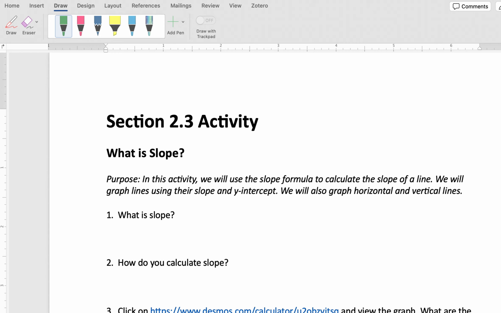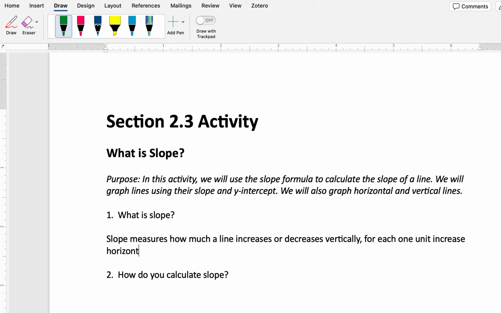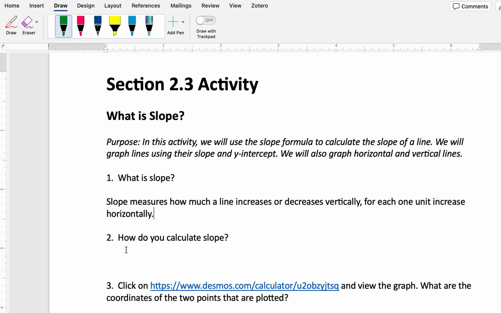In this video for section 2.3, we're going to talk about slope. What is slope? Slope is a measurement for a line. It measures how much a line changes in the vertical direction for every 1 unit increase in the horizontal direction. Another way to think about slope is rate of change. You also might hear rise over run as a way to think about slope.